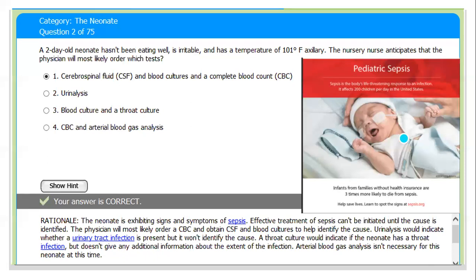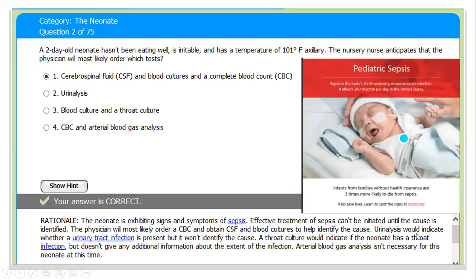Sepsis is a very severe inflammatory response in a newborn baby that can cause tissue damage and organ failure. So the neonate exhibits sepsis. Effective treatment of sepsis cannot be initiated until the cause is identified. The physician will most likely order a CBC or obtain CSF and blood culture to help identify the cause.